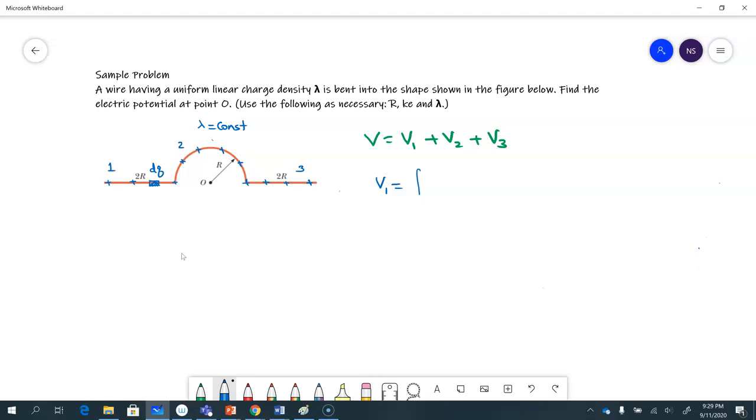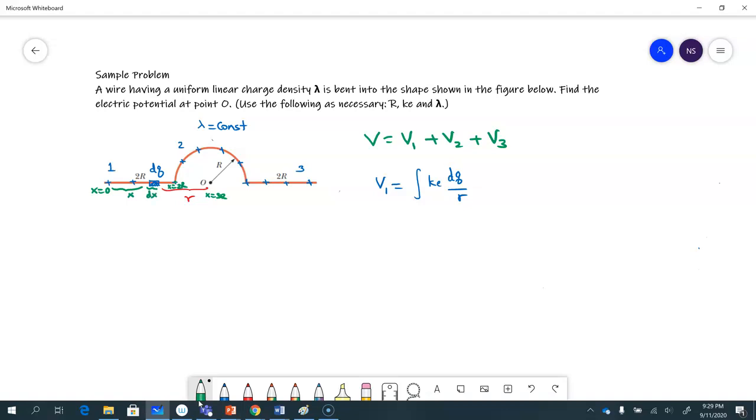And V1 will be the integral of ke dq divided by r, where r is the distance of the point from dq. So this distance is your r. I need to take a coordinate system to be able to do this. Let's say this is x equals 0 here, at one end of the rod. This end of the rod is x equals 2r, and then point O is at x equals 3r. And dq is at position x, and its length is dx.